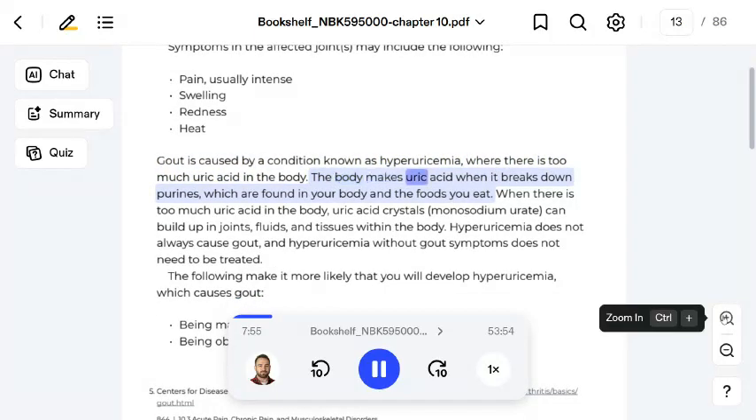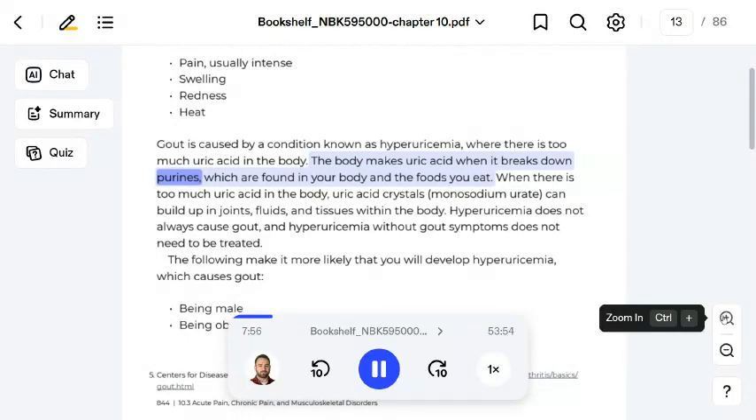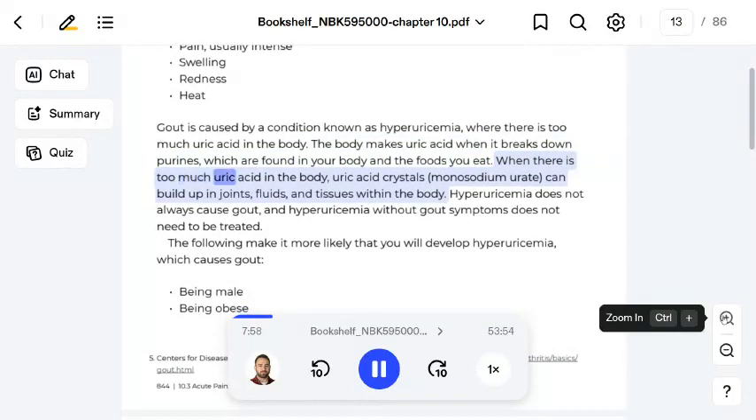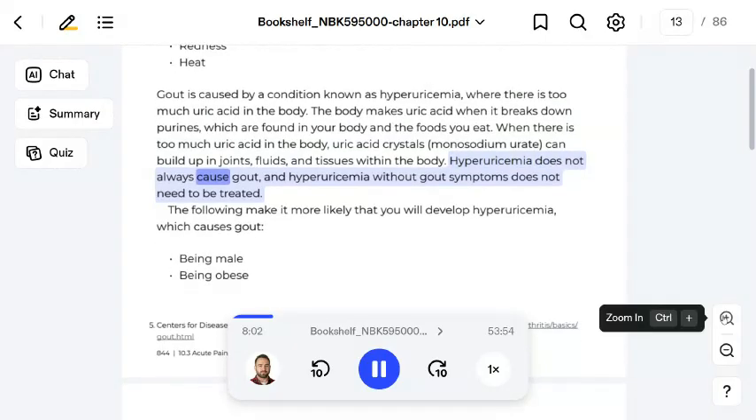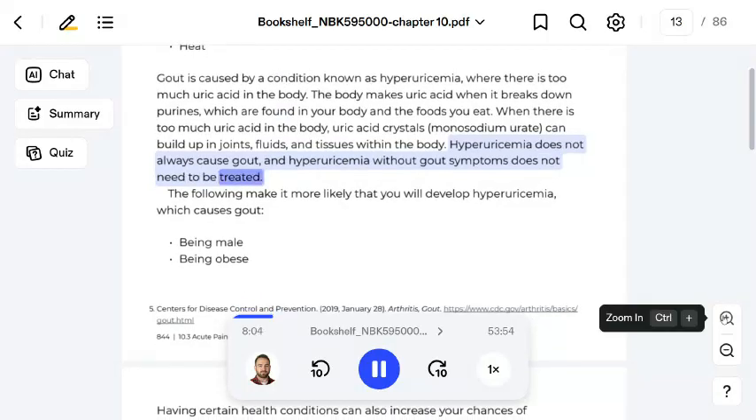The body makes uric acid when it breaks down purines, which are found in your body and the foods you eat. When there is too much uric acid in the body, uric acid crystals can build up in joints, fluids, and tissues within the body. Hyperuricemia does not always cause gout, and hyperuricemia without gout symptoms does not need to be treated.